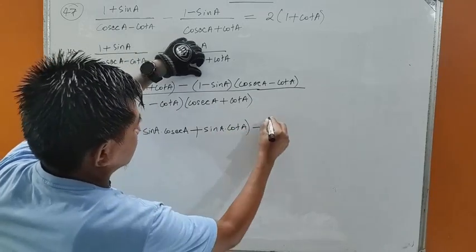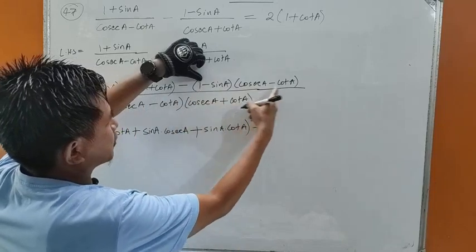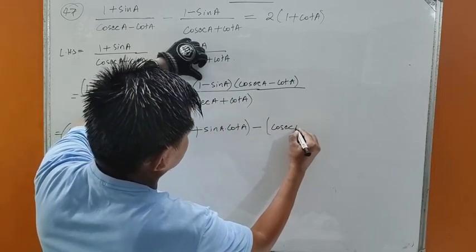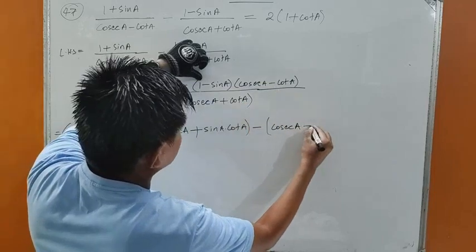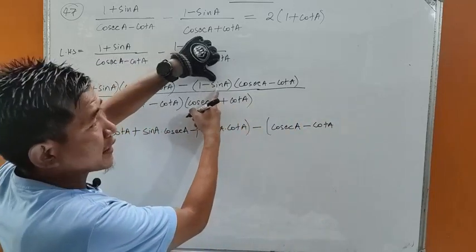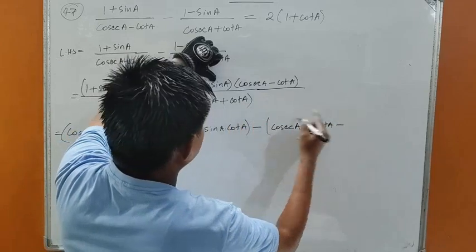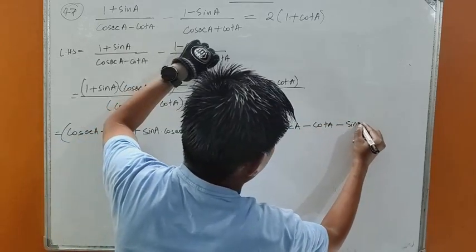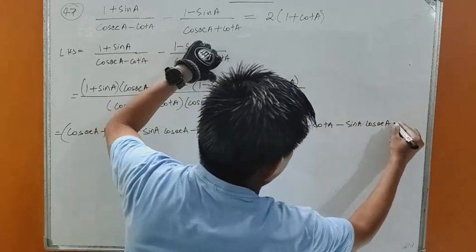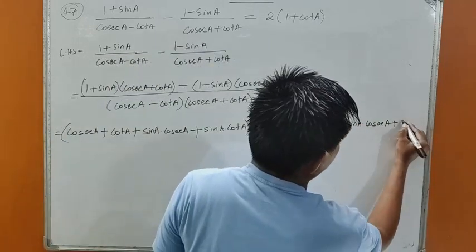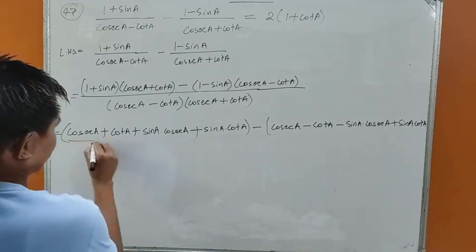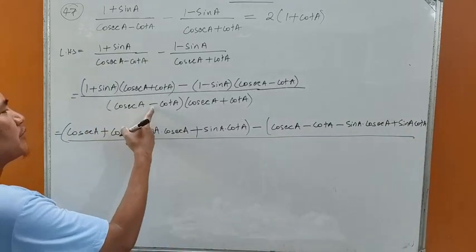Minus, again we multiply this number with 1, after that with sin A. So 1 into cosec A is cosec A, plus into minus is minus, 1 into cot A is cot A. Now I'll multiply with minus sin A. So minus into plus is minus, sin A into cosec A is sin A cosec A. Now minus into minus is plus, sin A into cot A is sin A cot A, whole upon, in the denominator we have (cosec A minus cot A)(cosec A plus cot A).